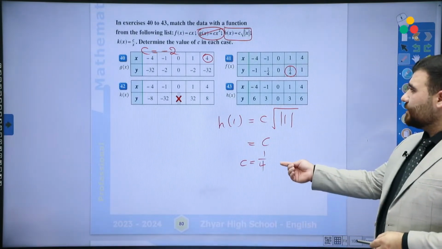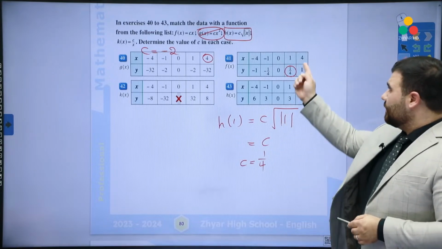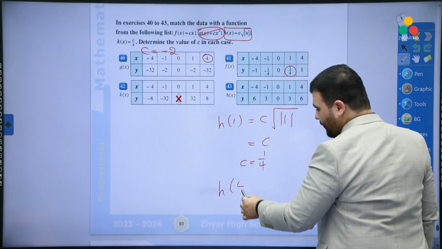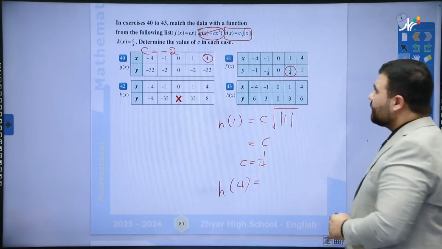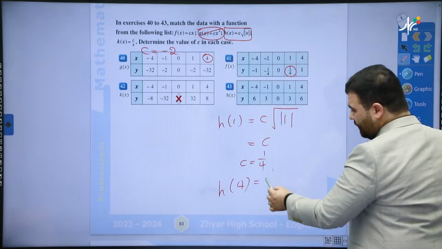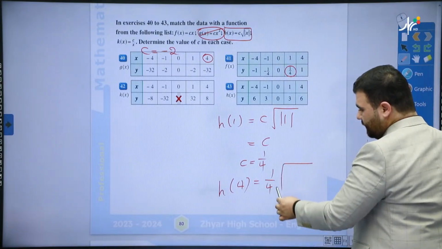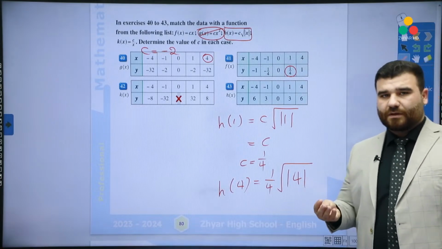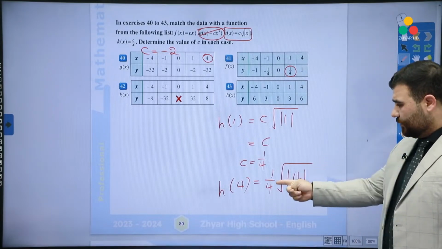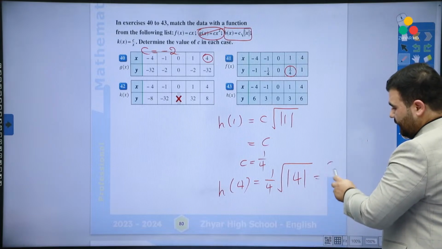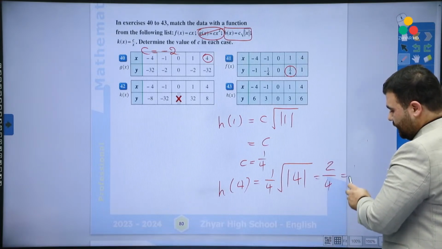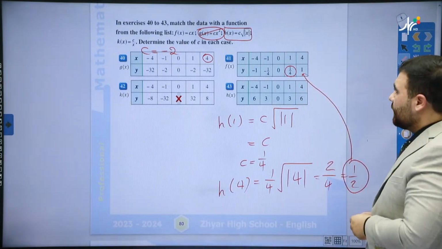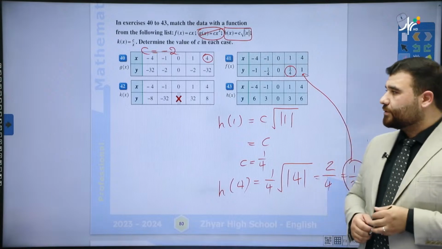Now I need to test this c to see if it's correct. I'm going to put 4 in place of x this time, still in function h. H of 4 is equal to, I said c is 1 over 4, multiplied by the square root of 4. The absolute value of 4 is 4. The square root of 4 is 2. 2 times 1 over 4 is 2 over 4, which is 1 over 2. Do I have 1 over 2 here? No. This means this table doesn't belong to function h.